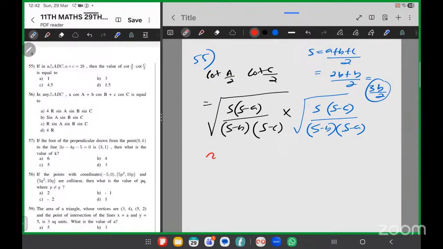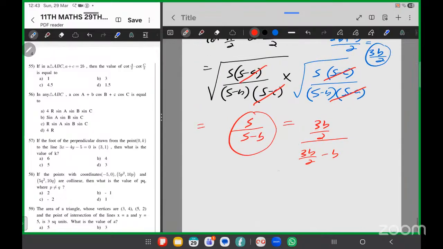So here you can see S minus A, S minus B, S minus C cancel. We get root of S into root of S, divided by root of S minus B into root of S minus B. S is equal to 3b by 2, divided by 3b by 2 minus b, which becomes 3 by 2 minus 1 by 2, so 1 by 2 b. So b cancels, 2 cancels, answer is 3 by 2. Answer is option B.